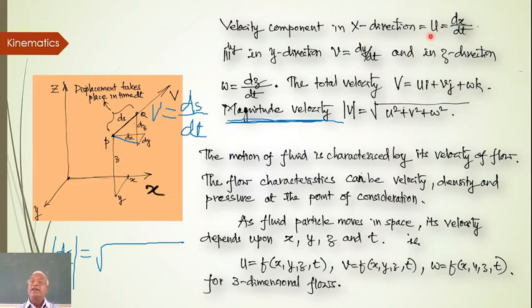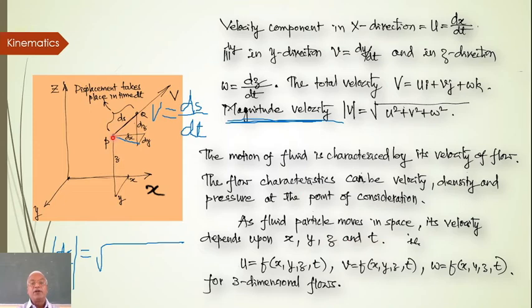So like that, increment of pressure in x direction or increment of velocity or increment of density. Likewise, whatever we are studying for velocity, in a similar manner other characteristics can also be studied. It is not only velocity that we will be studying; any property of motion can be studied with a similar approach. As a fluid particle moves in space, its velocity depends upon x, y, z and time, right?